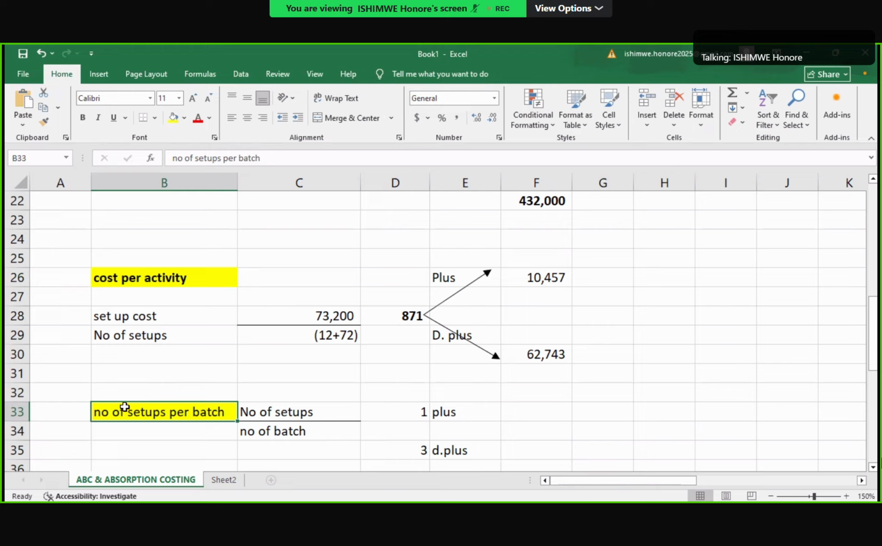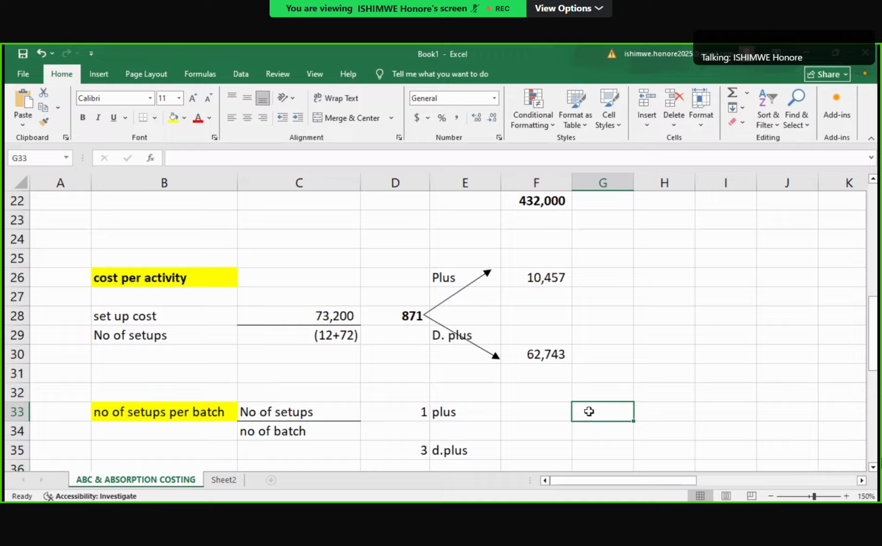Bivuze ngo ni number of setups per batch bafashe, ntanibaza ukuntu byagiye kugira bayibone, bafashe number of setups bagabanya number of batch. That is what I said. This paper sometimes requires critical thinking, okay? And we learn it slowly, but we know.